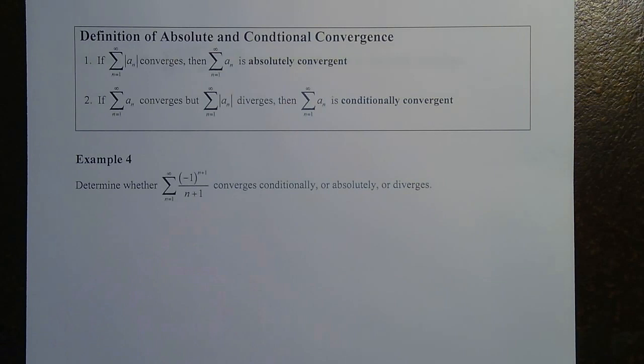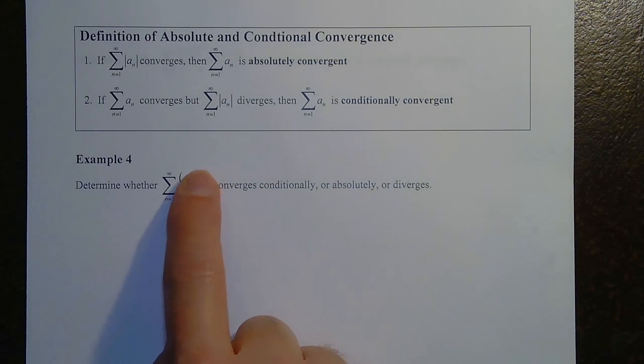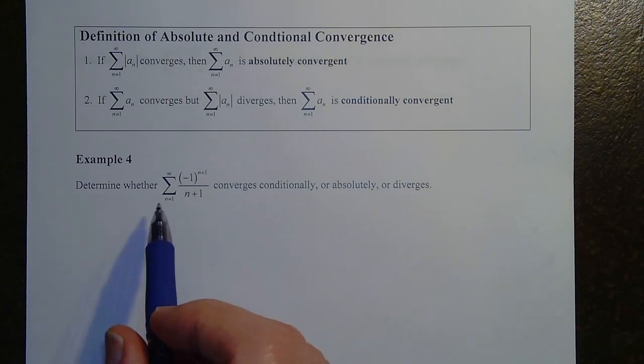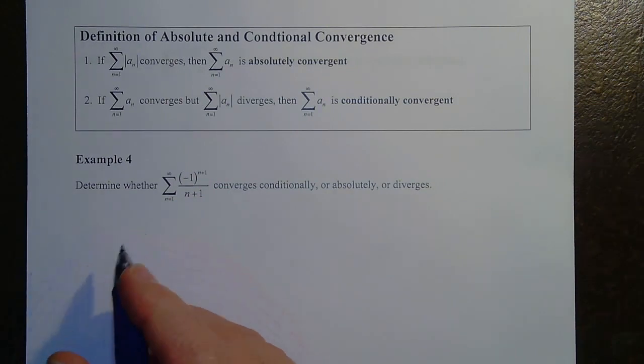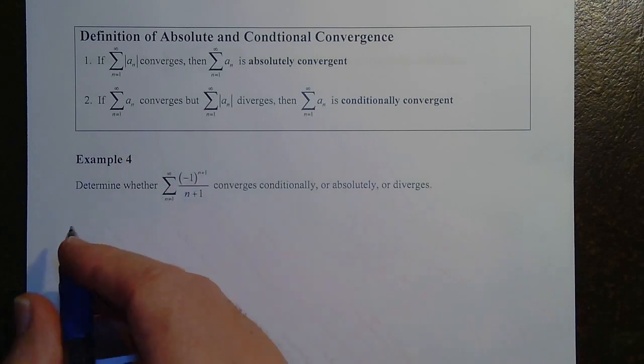Okay, when there's negative and positive values in the series, this is always a good test to know if the series converges or not. This one's going to alternate because we have -1 to some power, and that power is changing, and sometimes it's going to be even and sometimes odd. So if we take a look at this series right here, we want to look at how the absolute value of this series behaves.